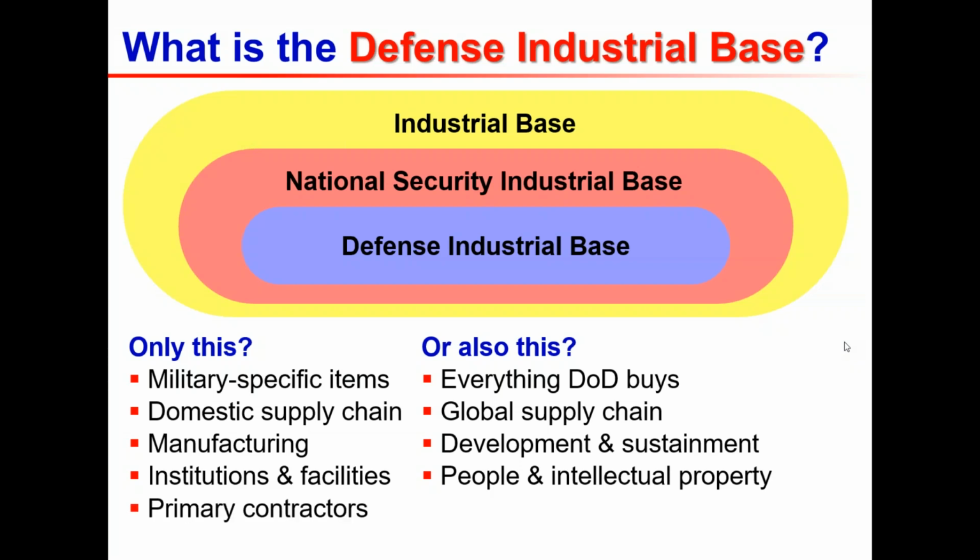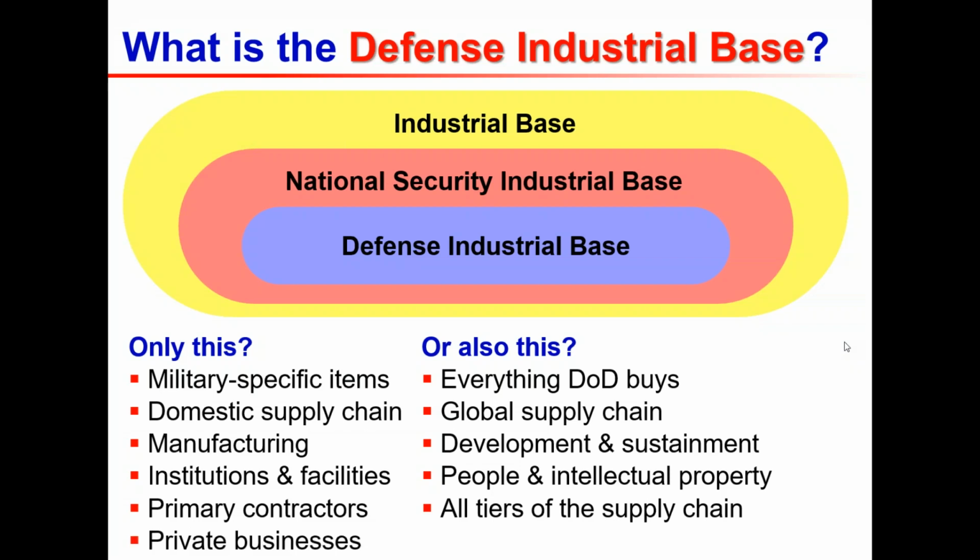Is it just the primary contractors? Sometimes people talk about the defense industrial base and they talk about the big five, or the primary contractors, as if they are the entire industrial base. Or is it all tiers of the supply chain? And finally, is it just private businesses? When we talk about industrial base, we tend to think we mean private industry. Or does it include universities that might do defense-related research, for example? Or does it include public organizations, the government-owned operations or other public entities? And so again, we need a more specific understanding of this.